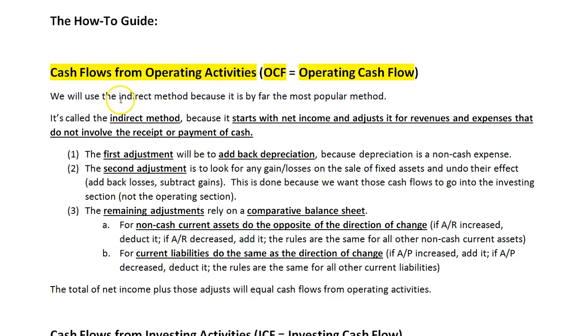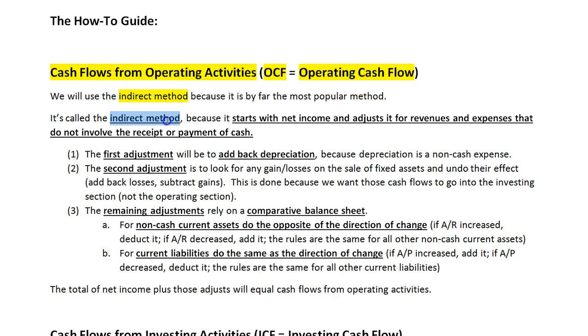All right, we're going to use the indirect method here. The indirect method is called the indirect method because we start not with actually cash coming in or cash going out. We're going to start with net income. There's also another one called the direct method, but it's used by less than 1% of companies because it's costly to get the data. It's not usually readily available for a company. So we're using the indirect method.